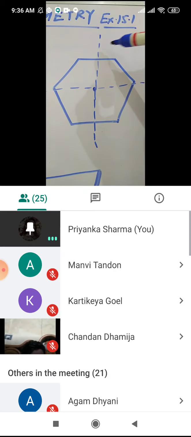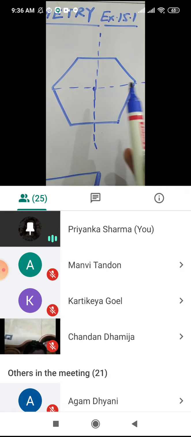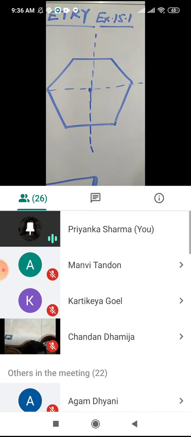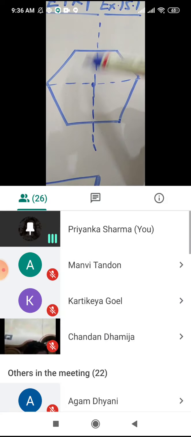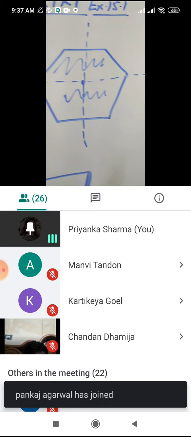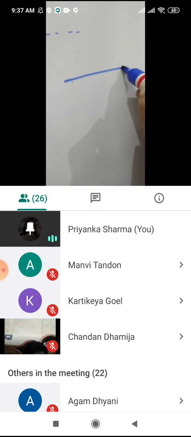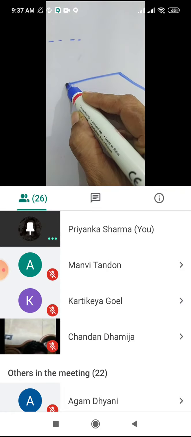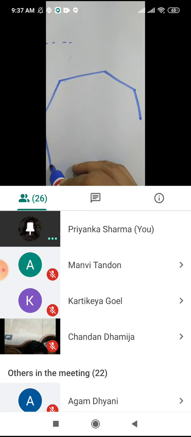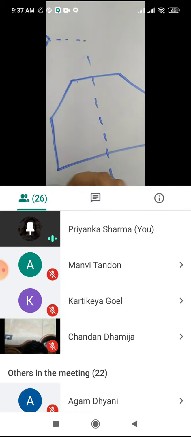Okay. So this is the vertical line of symmetry which is dividing the figure into two parts. Can you see the left side and the right side? Then the horizontal line of symmetry is dividing the figure again into two equal parts, the upper portion and the lower portion. Similarly, you can make the hexagon also. Hexagon will have six sides: one, two, three, four, five, six. Yes, any type of diagram you can make.